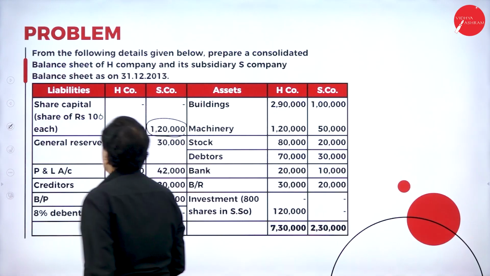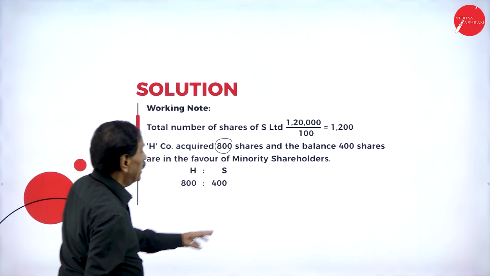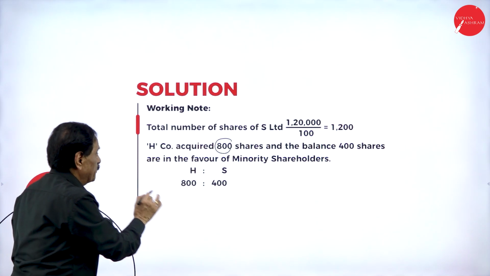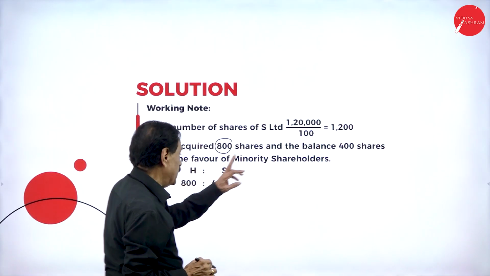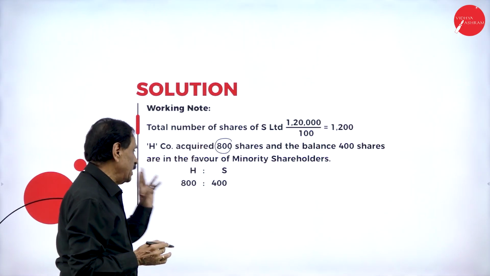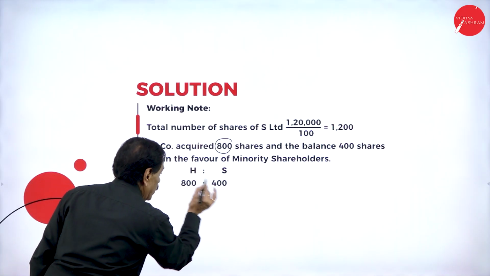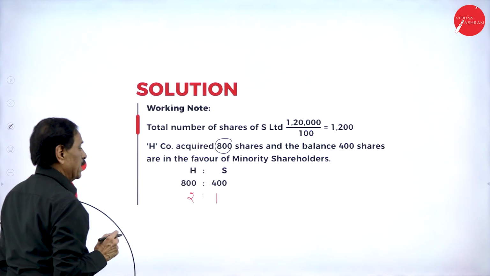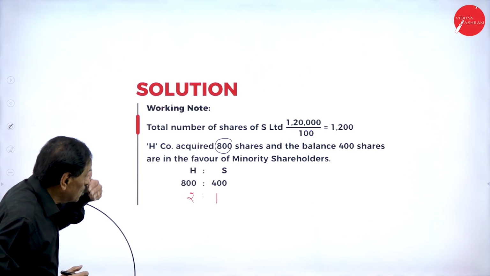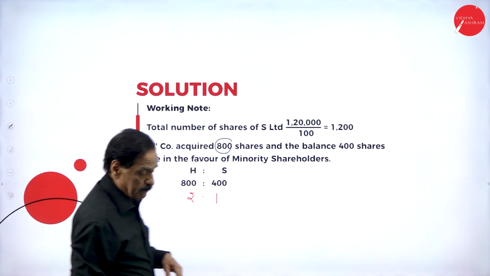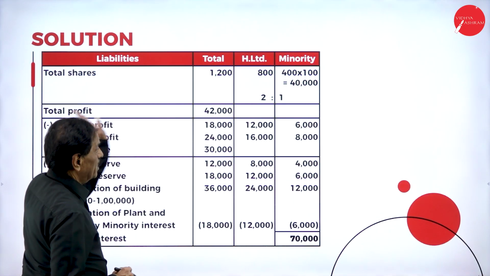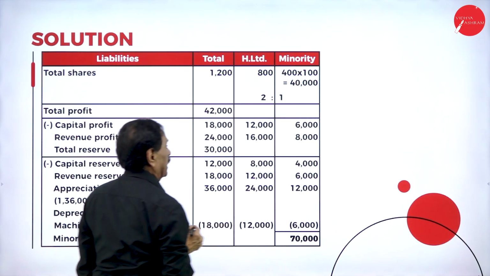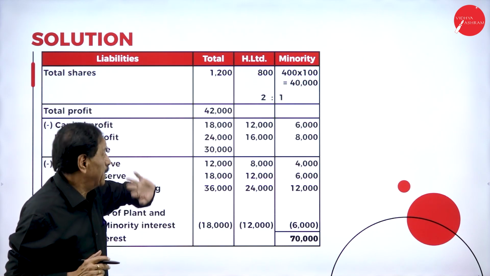What is the total number of shares here? 1,20,000 at a share value of rupees 100 each. The total number of shares, 1,20,000 divided by 100, is 1,200 shares. Out of that, H company acquires 800 shares. The balance 400 goes to minority. So they are in the ratio of 800 to 400. If you cancel, 4 ones are 4, 4 twos are 8. So they are in the ratio of 2:1. So 2 goes to H company, 1 goes to minority. Hope you understand this. The total number of shares is 1,200, 800 held by H Limited, 400 by minority. So they are in the ratio of 2:1.